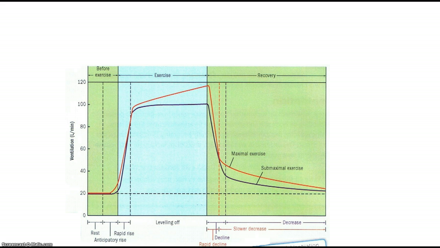Another graph here shows us ventilation. So you can see at rest, 20 litres per minute, boom, exercise takes off, rapid rise. So we're trying to get to that nice level up here as quick as we can, because the sooner we can reach a steady state, the happier and more comfortable your body will be.